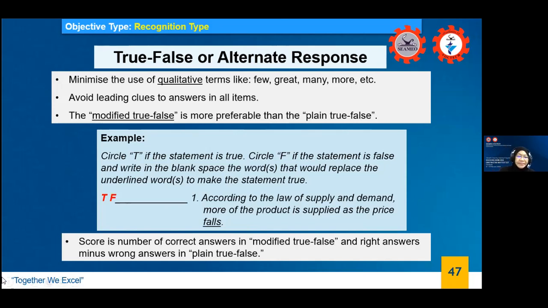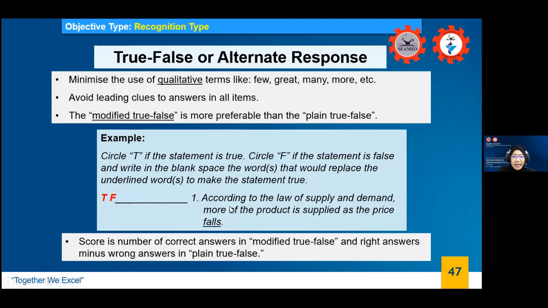You look here. This is the alternate response, everyone. Circle T if the statement is true, circle F if the statement is false, and write in the blank space the words that would replace the underlined words to make the statement true.